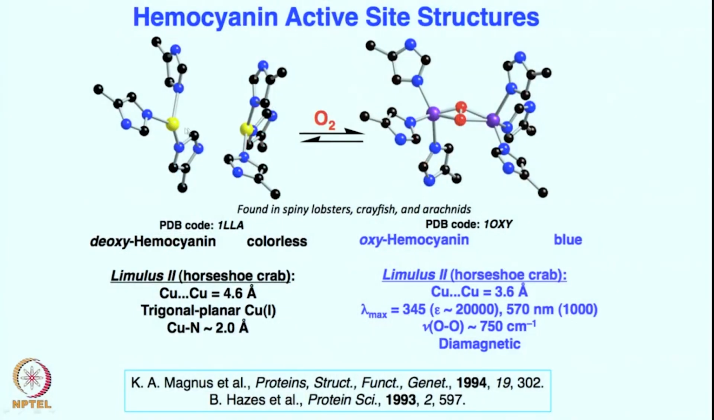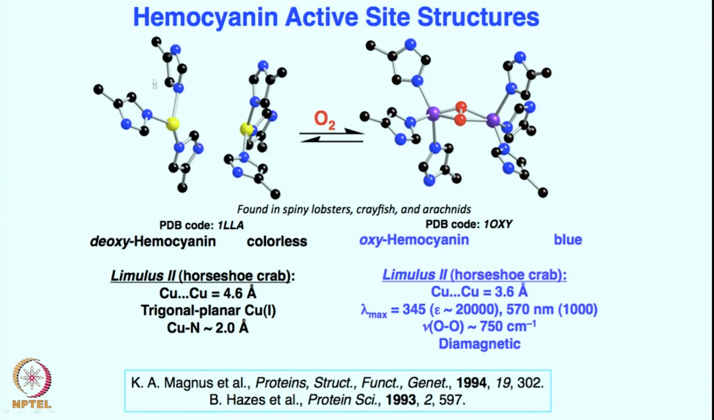So, you have seen the difference between hemoglobin and hemerythrin. Let us quickly look at hemocyanin. As you may remember, it is a 2 copper center as opposed to the 2 iron center in hemerythrin. This is found in arthropods and mollusks. For example, lobster, crayfish and arachnids all have this sort of dicopper center for oxygen binding.